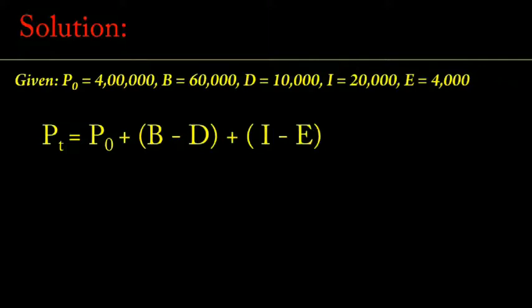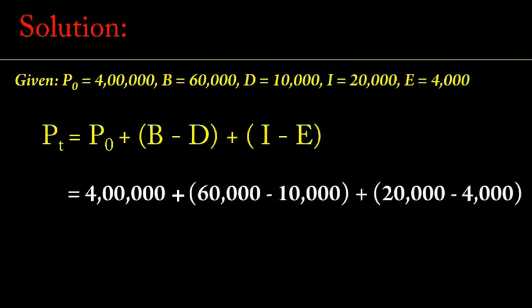Your question is to find the population for the year 2013. So its previous year will be 2012, and the data is given here. Population at the end of 2012 is given as 4 lakh. So substitute that value under P naught plus B, number of births, which is given as 60,000, minus number of deaths, which is 10,000, plus number of immigrants, which is 20,000, minus number of emigrants, which is 4,000.